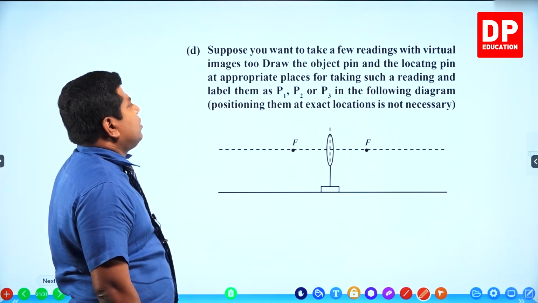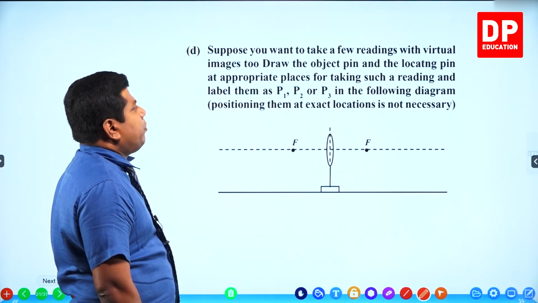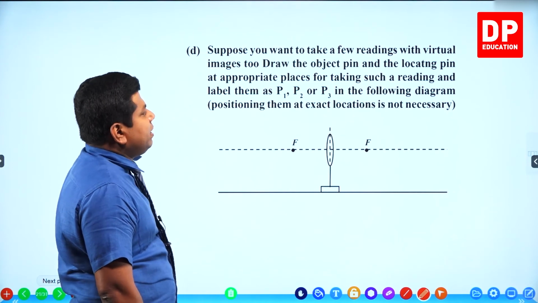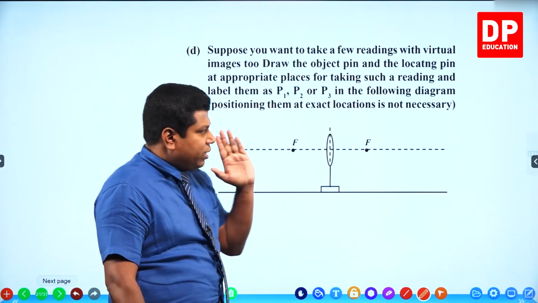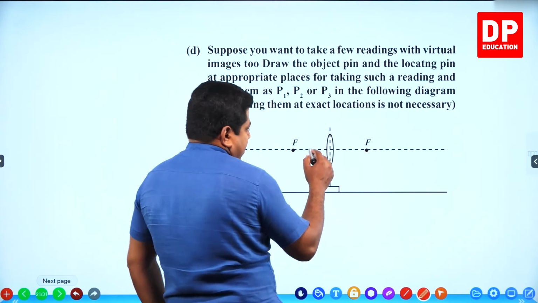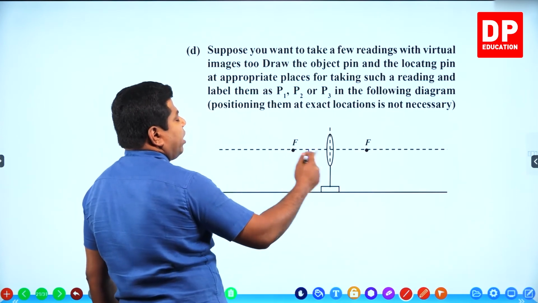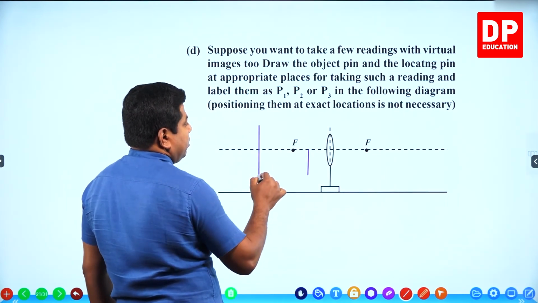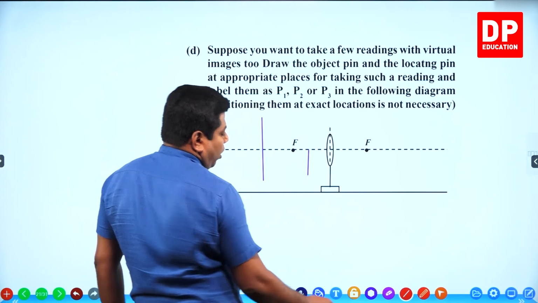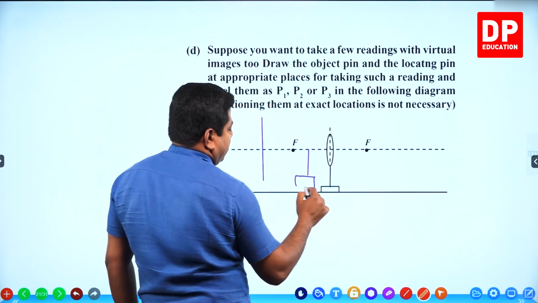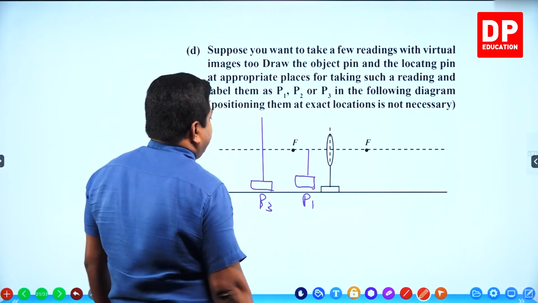Suppose you want to take a few readings with virtual images too. Draw the object pin and the locating pin at appropriate places for taking such a reading and label them as P1, P2 or P3 in the following diagram. Positioning them at exact location is not necessary. Let's say this is where you want to keep the pin because you have to keep it within the focal point. Then you have to keep a longer pin, the taller pin, as the locating pin. P1 has to be kept here. P3 has to be kept here.